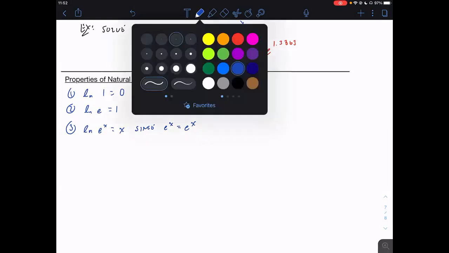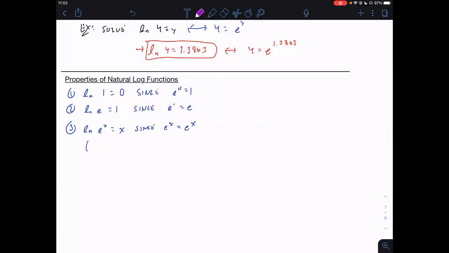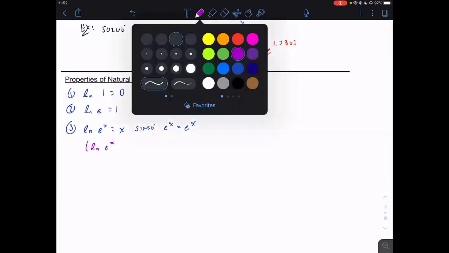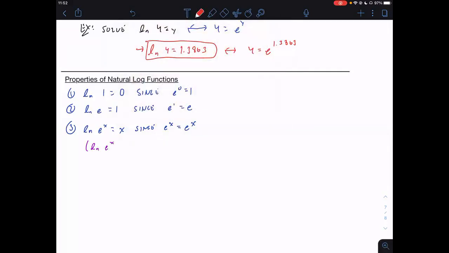Okay, in other words, for solving equations, the natural log of e to the x, what essentially happens here is that the natural log and the e cancel out. So we have the same base as part of our output here. Those two pretty much just cancel out, leaving us with just x. And this is going to be useful for solving natural log equations.